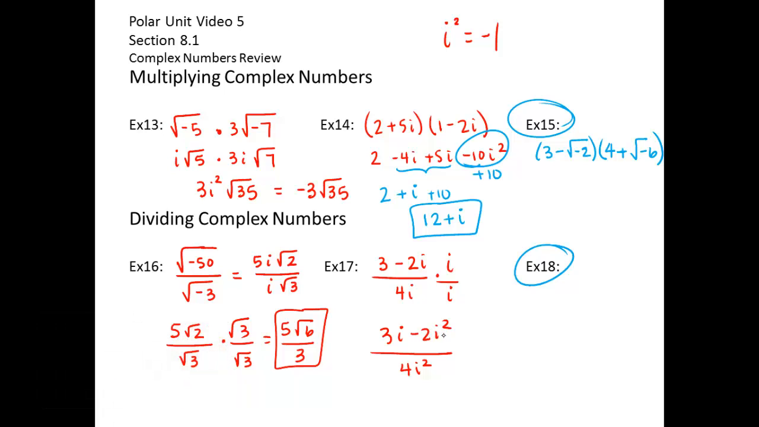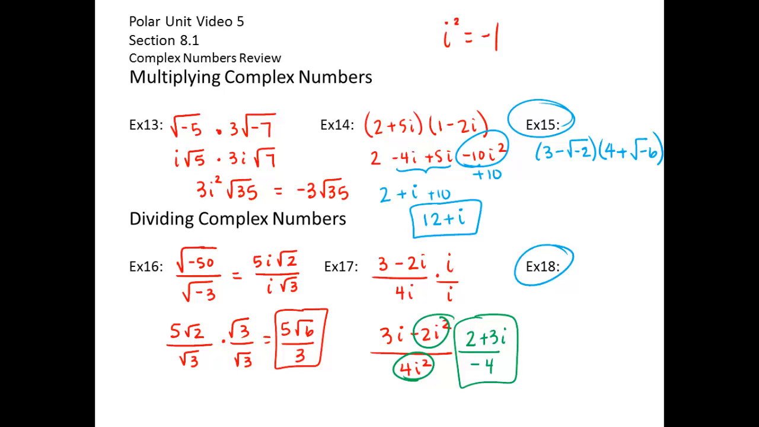So the top, this becomes 2. So I'm going to write that in standard complex form. So I get a positive 2 plus 3i. In the denominator, I get a negative 4 because this becomes a negative 1 times 4. This is my final answer for this problem.